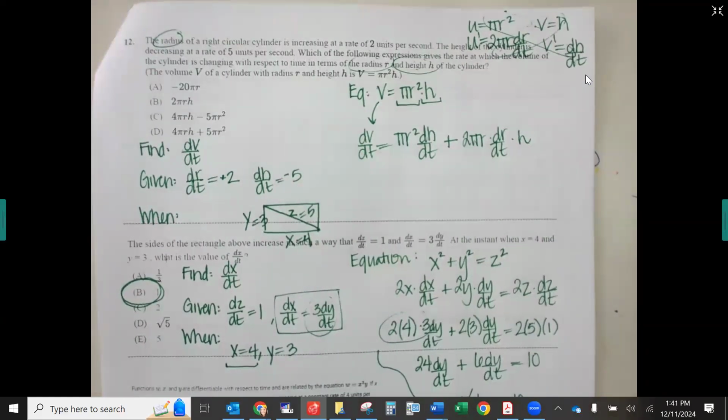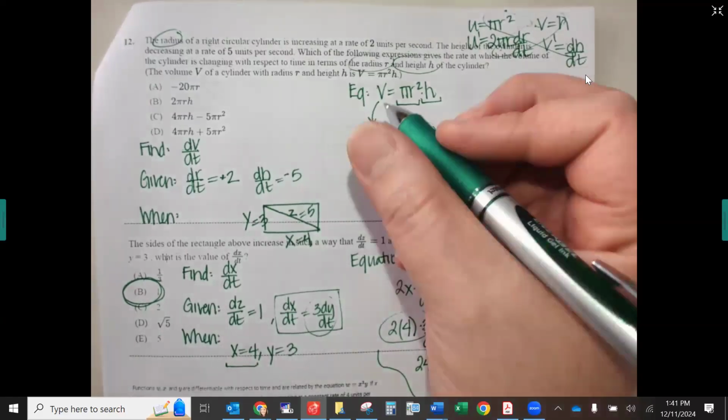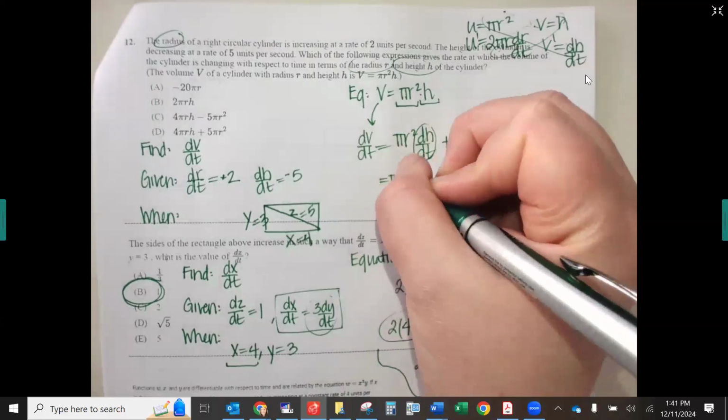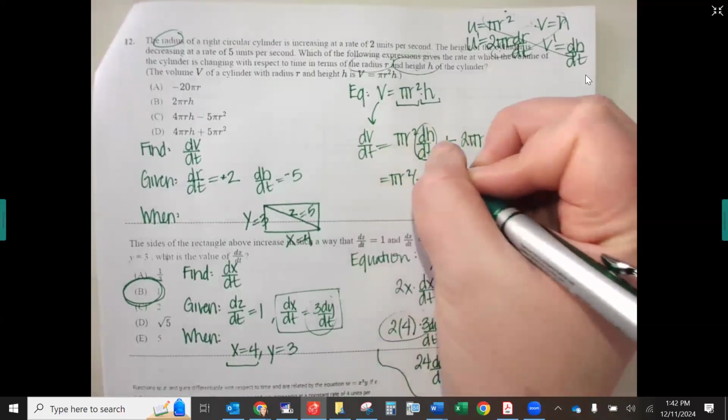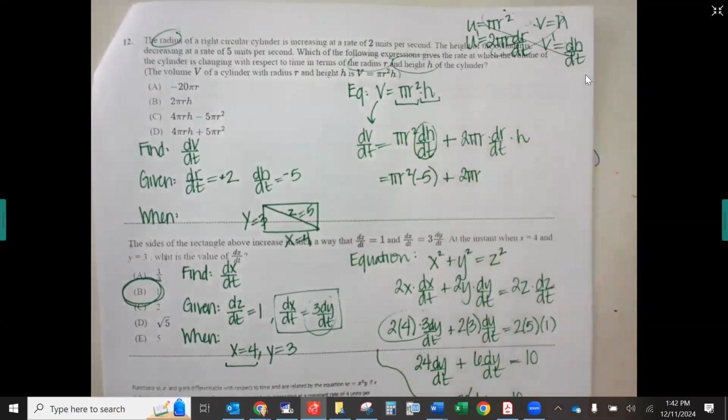All right, then from there, they gave us numbers for dr/dt and dh/dt, but remember the r and the h, we're going to leave those alone. So what is my answer for the dh/dt spot? Pi r squared times -5 plus 2 pi r, what's my dr/dt?